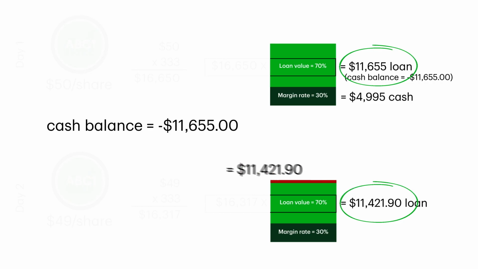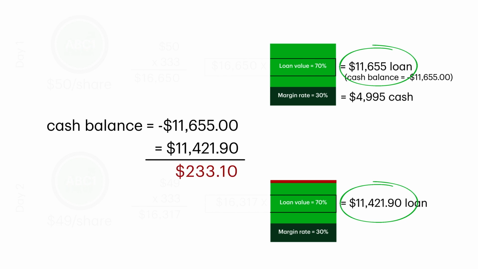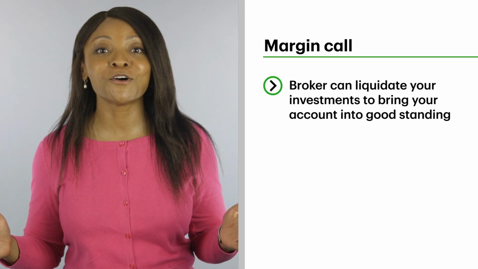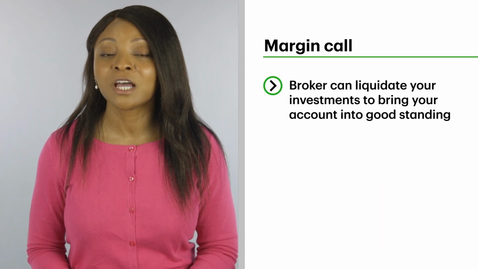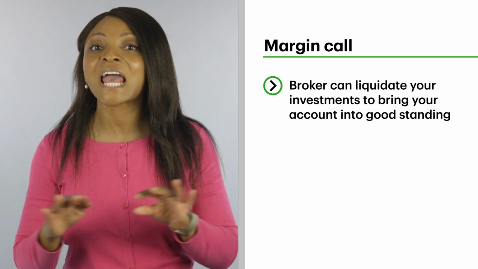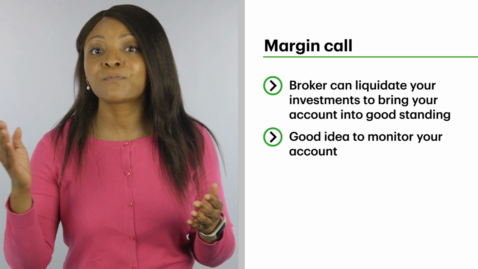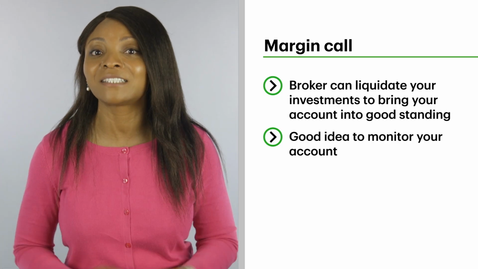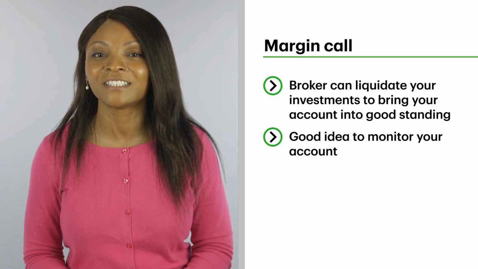Remember, your cash balance is negative $11,655, and you're receiving $11,421.90 in loan. This means your margin will be short by $233.10, and you'll be in a margin call. It's important to know that as per the margin account agreement, a broker can liquidate your investment at any time to ensure your account is in good standing. So, it's best to monitor and bring your account back into good standing as soon as you're aware of it.